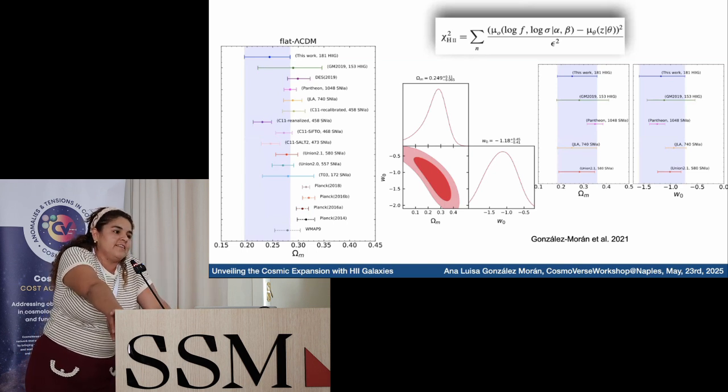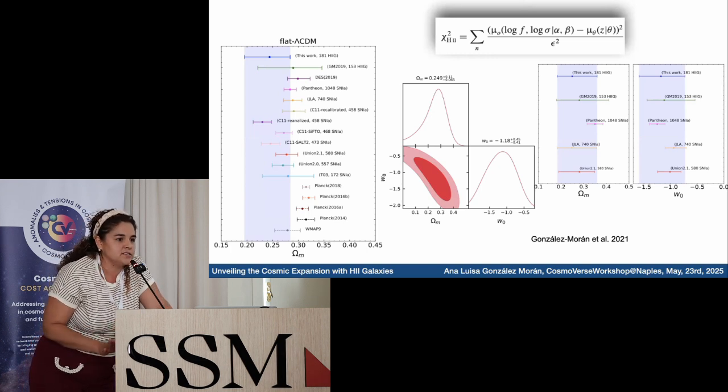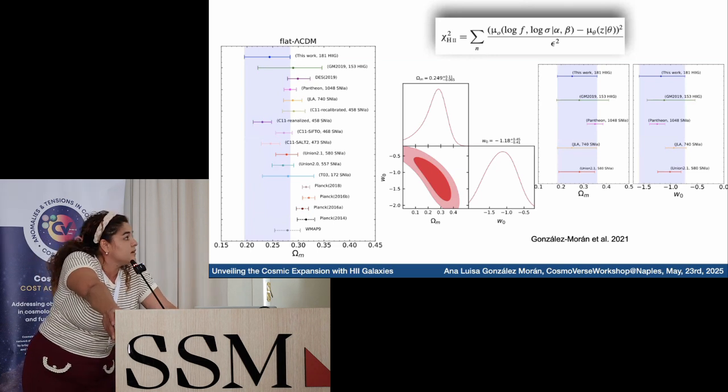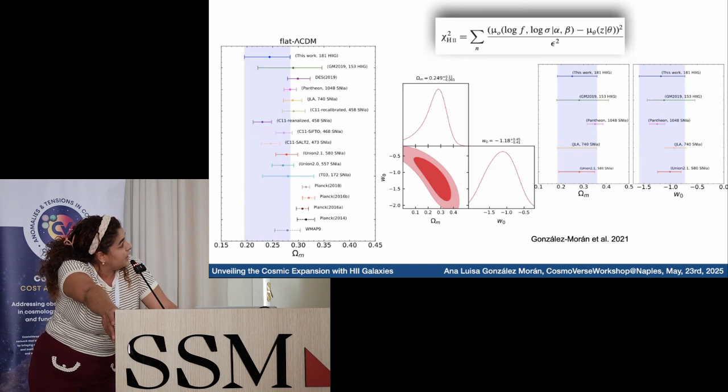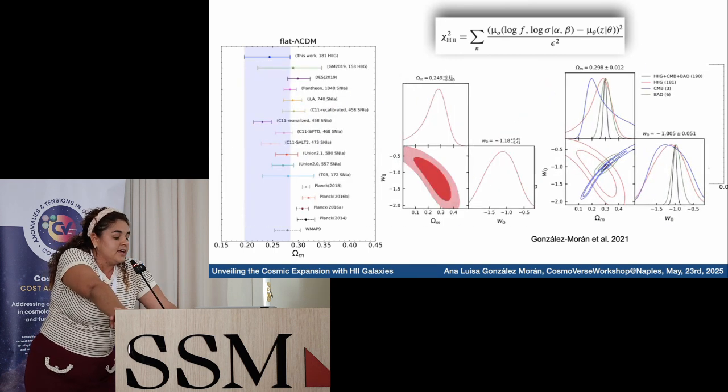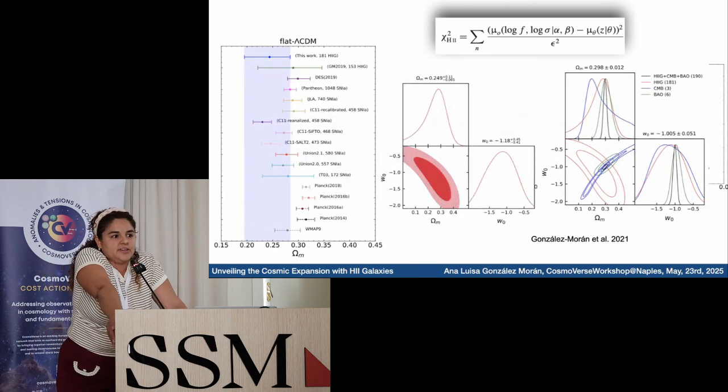And when we constrain the omega M and w space, just using H2 galaxies, our results are shown in the middle panel in red. When we compare with the results given by supernovae on the right panel, we can also see that our results are in very good agreement, within 1 sigma, with supernovae. And when we perform a joint analysis with CMB and BAOs, our results are shown in that plot.